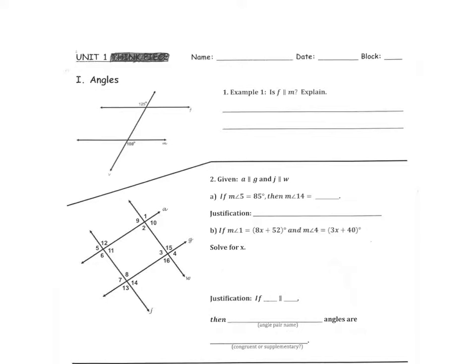Okay, we're going to go over the answer key for the Unit 1 review to prepare you for the test. It says in number 1, we're going to look at number 1. Is F parallel to M? Here's line F, here's line M.